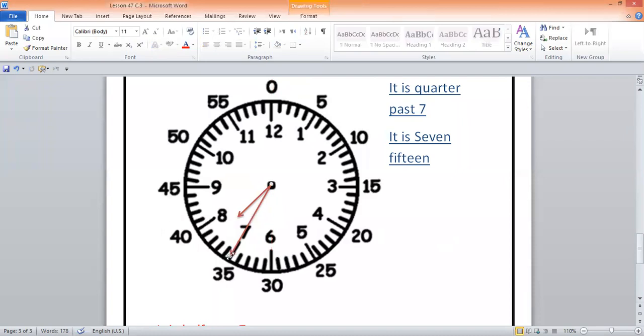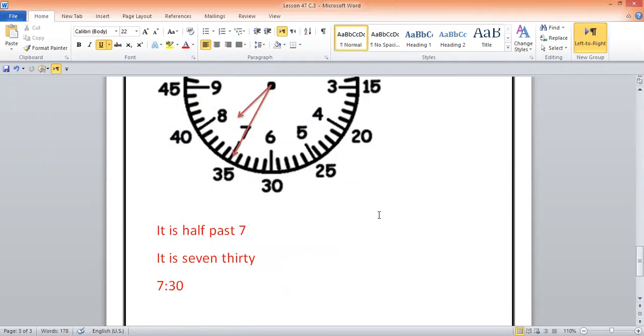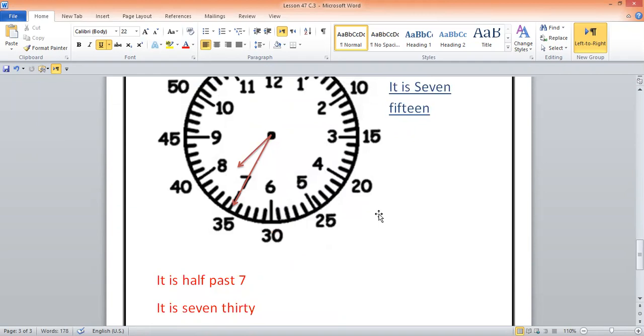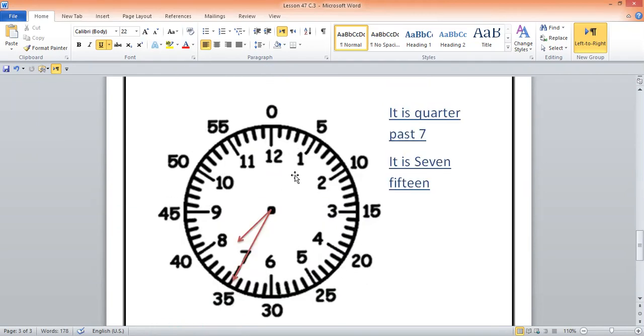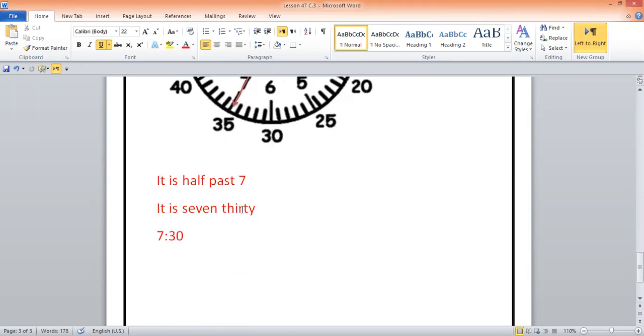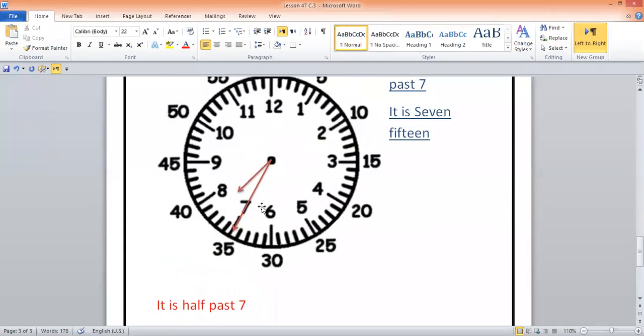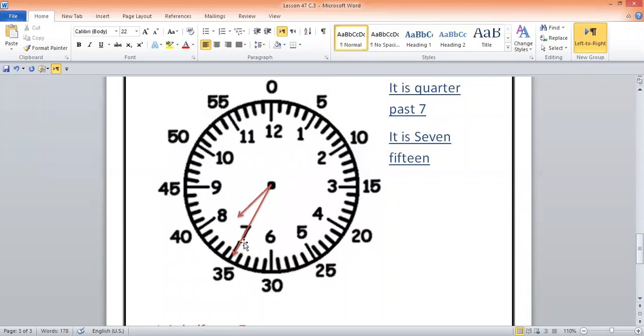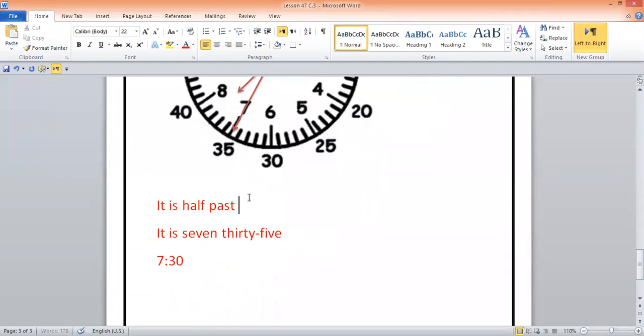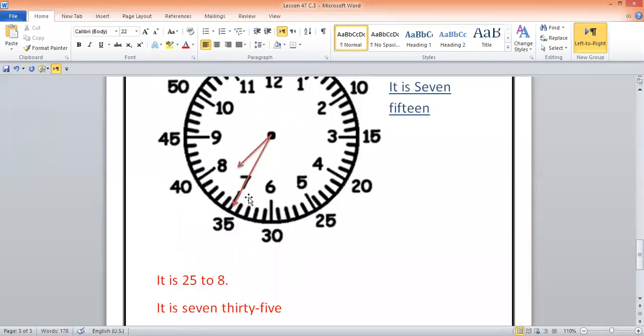Now guys, normally after 30 minutes, we check the time and we tell how many minutes are left for the next hour. So you can say it is 7:35. You can also say it is 35 past 7, but it is better if you say it is 25 to 8. What does that mean, guys? It is 25 to 8.